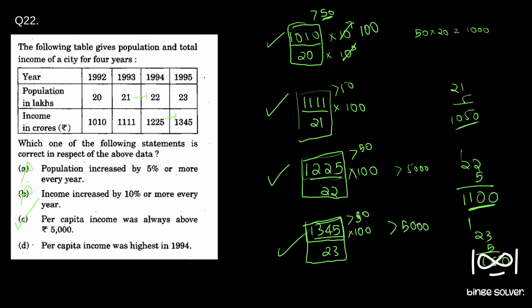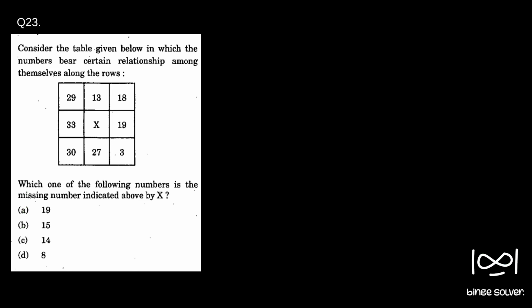Next question, question 23. Consider the table given below in which the numbers bear certain relationship among themselves along the rows. Which one of the following numbers is a missing number indicated above by X? So if you see, the relation is between these 3 numbers and these 3 numbers. From this we should find a relationship and apply here.